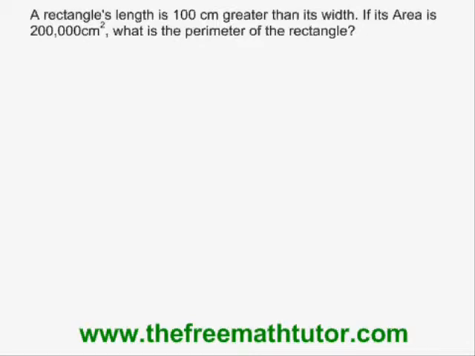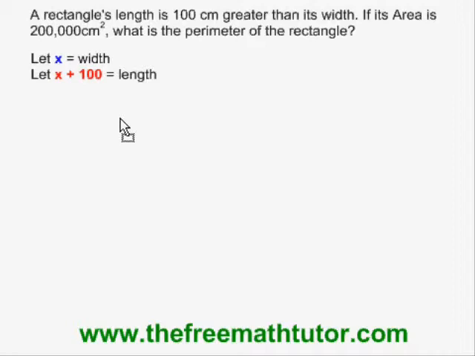In this question, we are being asked to use quadratic math to solve a problem with geometry. If a rectangle's length is 100 centimeters greater than its width, and we know its area, can we find the perimeter? The first thing I'm going to do is define my variables in terms of x. Let's make x equal to the width, and therefore x plus 100 must be equal to the length.